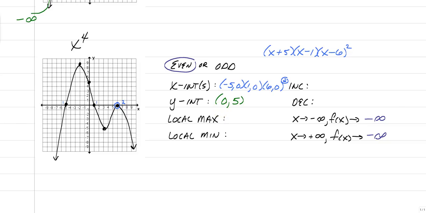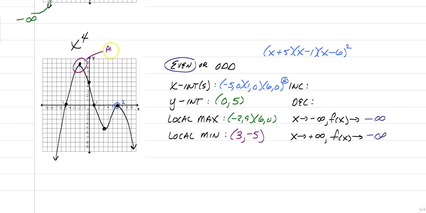We have 2 local maxes. We have one at (-2, 9). And we have another one at (6, 0). So the max is whenever it's at the top and it's a turning point. Your local minimum would be (3, -5).